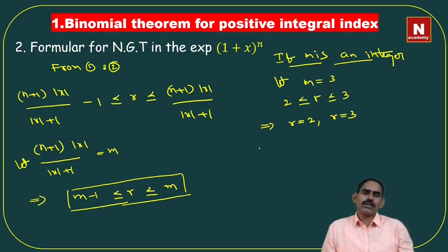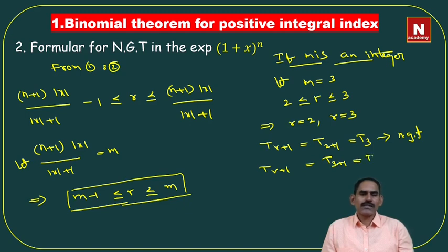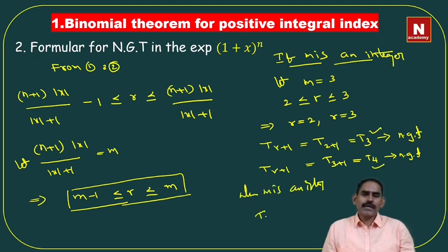So therefore the numerically greatest term t(r+1), that equals t(2+1), that is t3, is one of the numerically greatest terms. And r also we have 3, that's why t(r+1) equals t(3+1), that is t4, is also a numerically greatest term. That means when m is 3, we are getting t3 and t4. Therefore when m is an integer, tm and t(m+1) are numerically greatest terms.